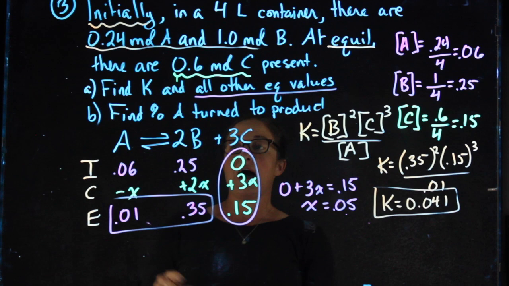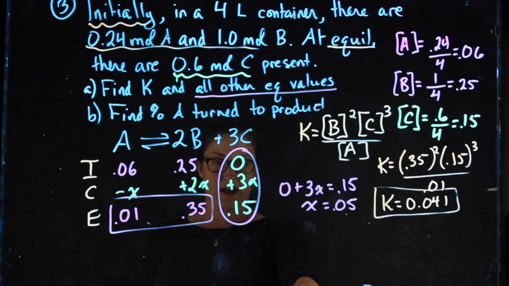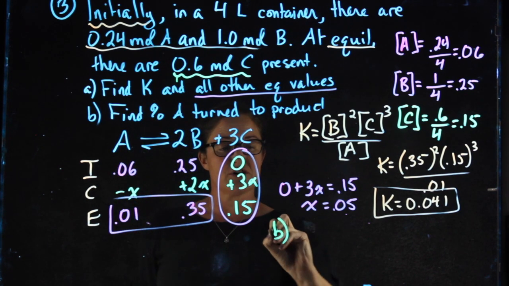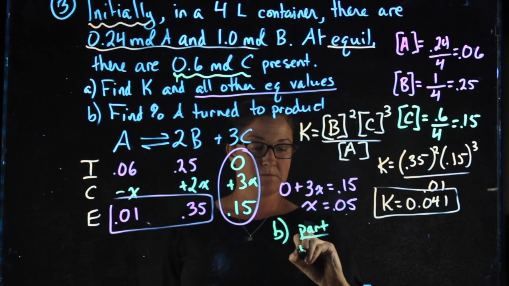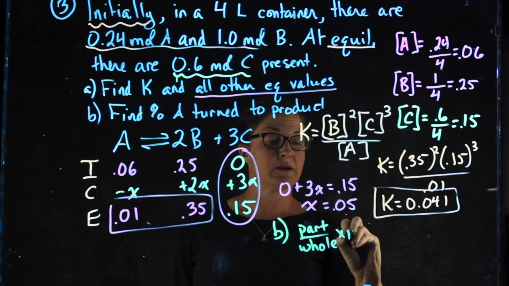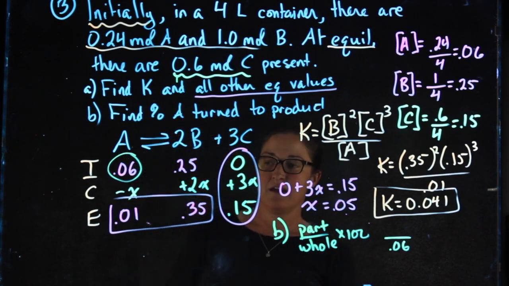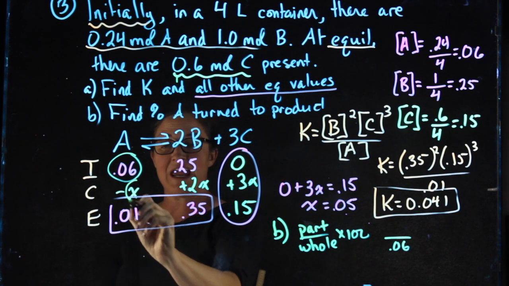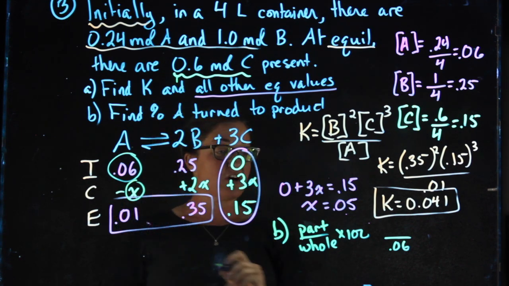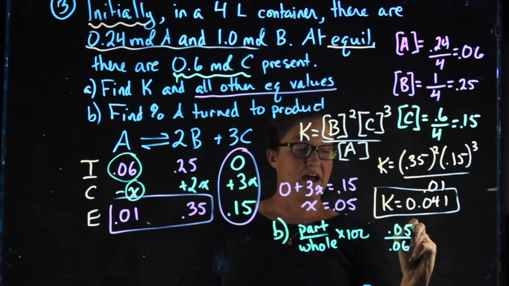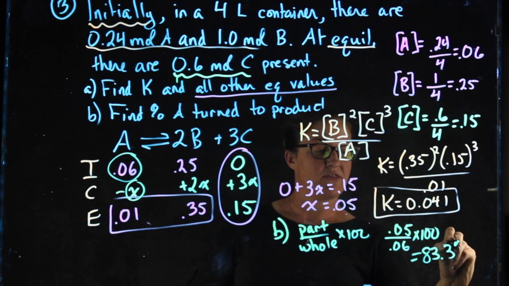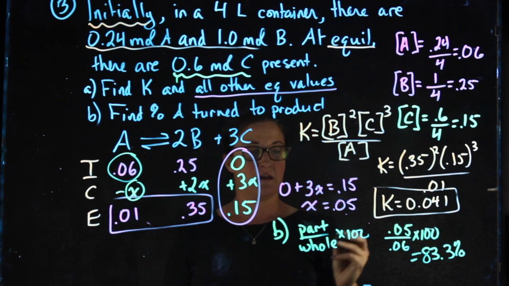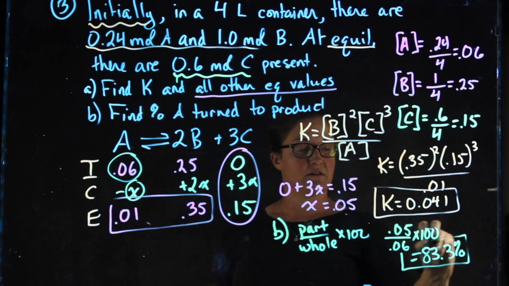For B, I'm asked to find the percent A turned to product. To do percent turned to product, or anytime we're doing a percent, we're doing part over whole times 100. This is my original concentration of A is 0.06 molar, and my change of A, the amount that was actually converted, is equal to the X value, or 0.05. Multiplying that by 100, I get 83.3%, which is my answer to part B.